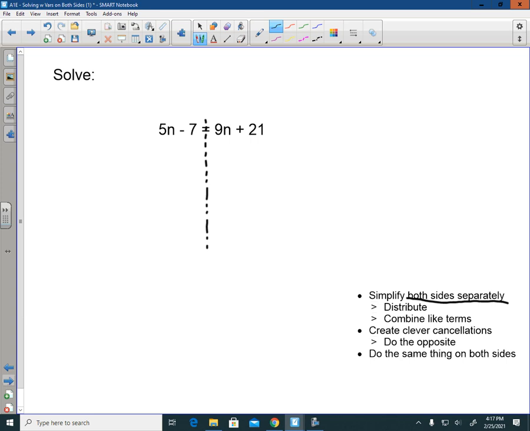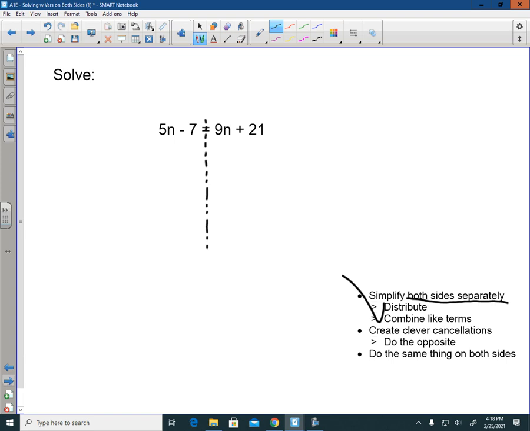So when we're looking at the simplification step, we have to look at the left side, 5n minus 7. Those are not like terms. There is nothing to distribute, and so there's nothing to do there. On the right side, we have 9n plus 21. There's nothing to distribute. We cannot combine like terms, and so there's nothing to do. And so this is already simplified. We're done. So what we need to do is create a clever cancellation.